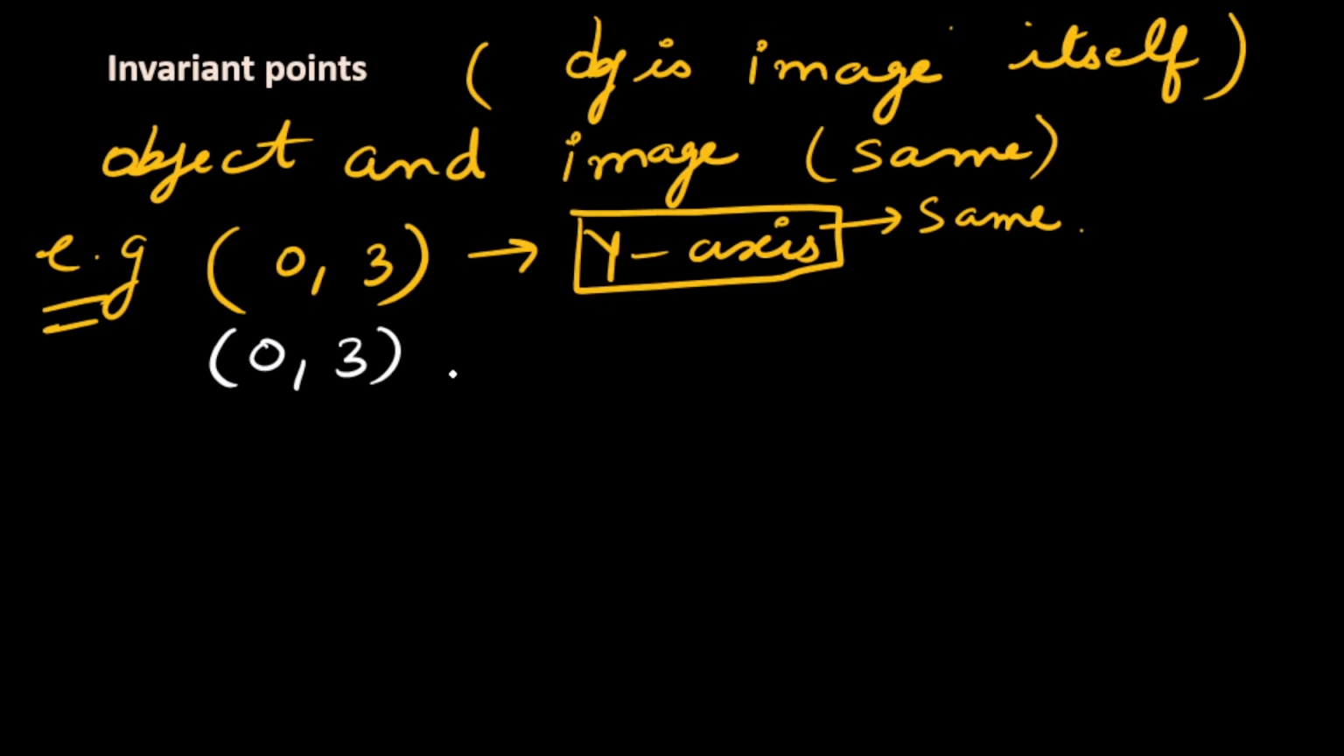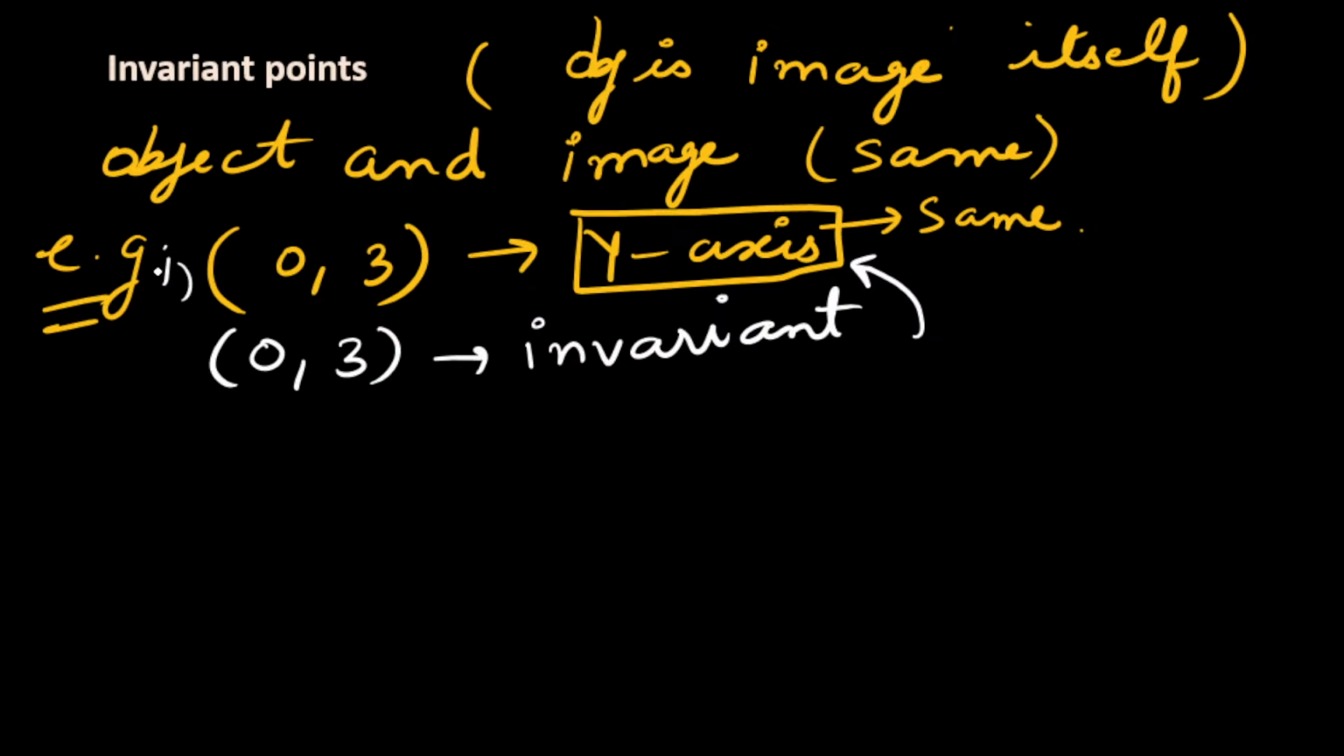So that means this point is invariant when reflection is happening in the y-axis. It is not always invariant. It is invariant when reflection is happening in the y-axis.